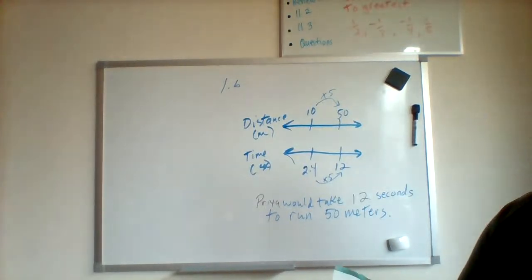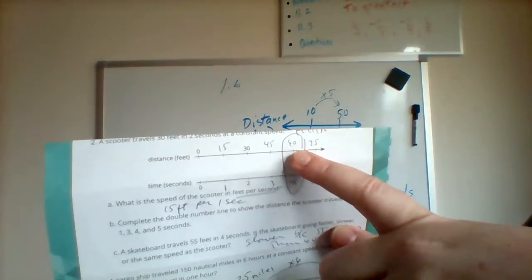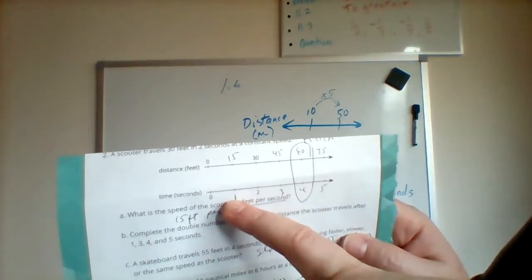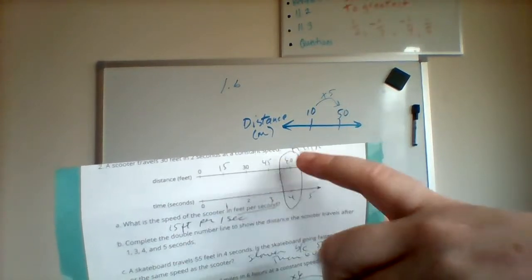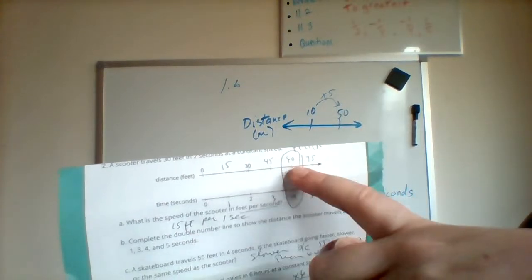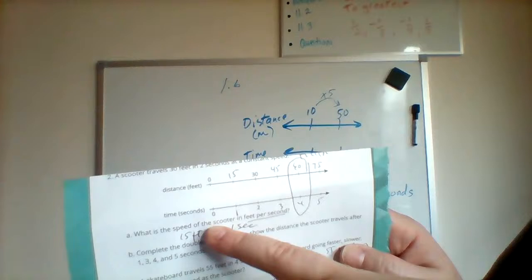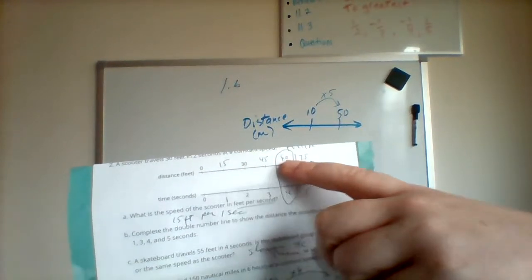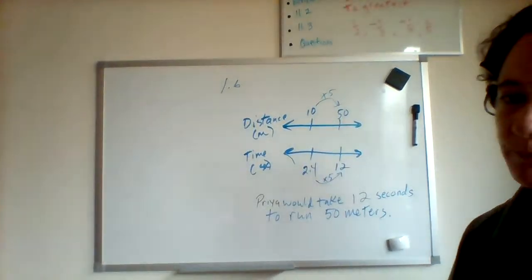Hopefully you told me, because if they're giving you 60 feet in 4 seconds and you want for 1 second, all you have to do is divide by 4 here, divide by 4 here. 60 divided by 4 is 15. 4 divided by 4 is 1. Therefore, I'm counting by 1s for seconds and 15s for my distance. Hope you guys got it.